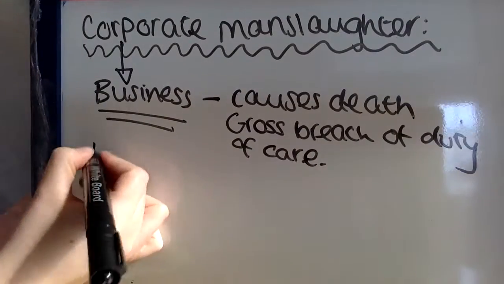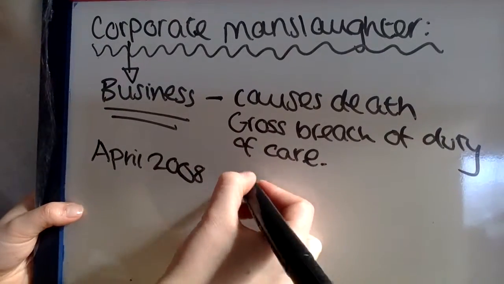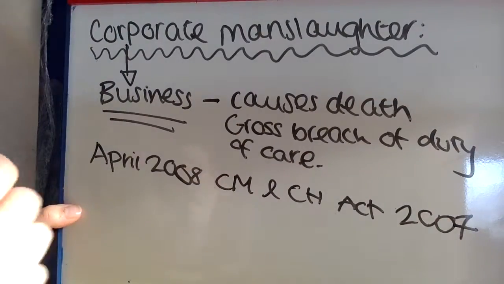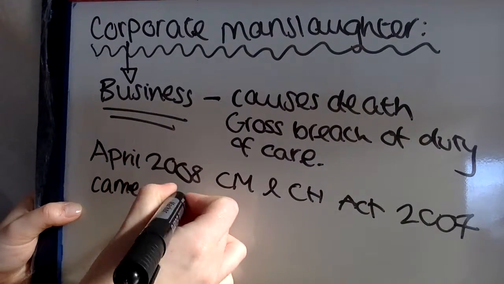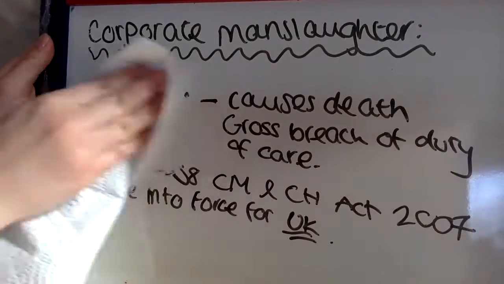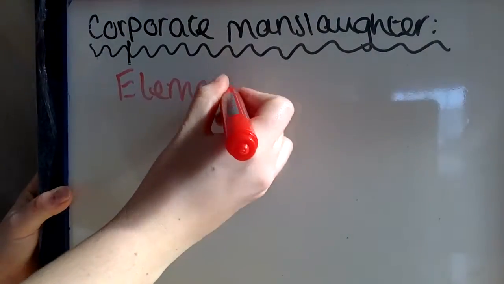In April 2008, the Corporate Manslaughter and Corporate Homicide Act 2007 came into force throughout the UK. In England and Wales and Northern Ireland, the new offence is called corporate manslaughter, and in Scotland it is called corporate homicide.